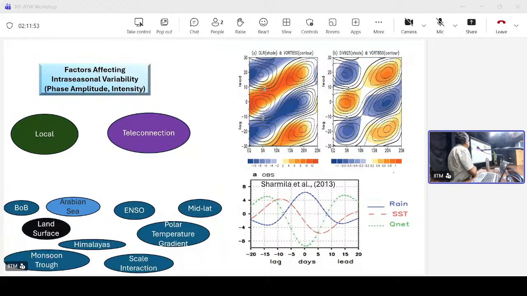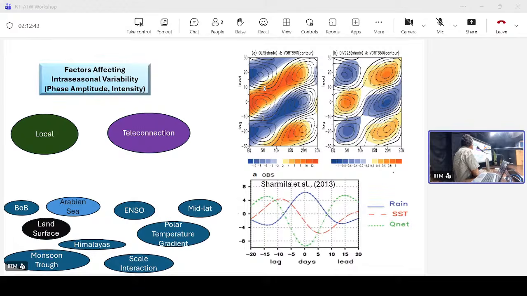Now, this intraseasonal oscillation has one important aspect which I would like to mention. Suppose this is OLR and this is vorticity at 850. If you plot this Hovmoller diagram from -30 to 30 days, with 0 as the peak, you will find some phase shift. So this is OLR and this is vorticity. Vorticity leads the convection. So this is one of the important aspects of intraseasonal oscillation. Of course, it has been known for some time now.